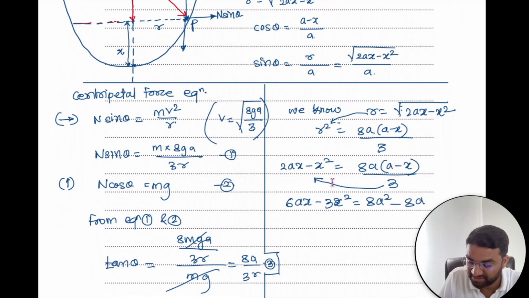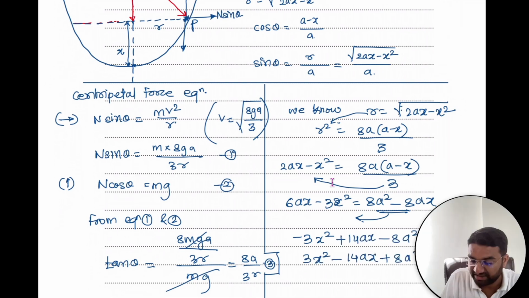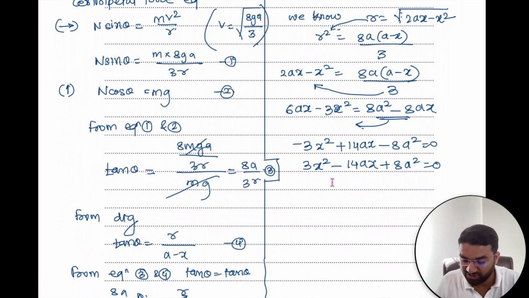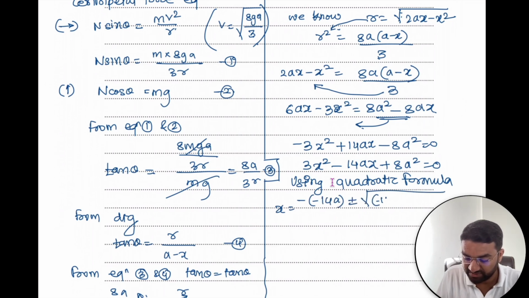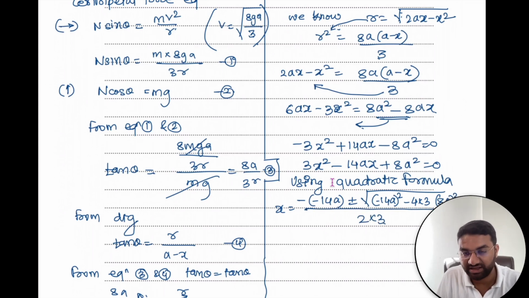minus 8ax. So transfer this right hand side part to the left and we will have the quadratic equation 3x square minus 14ax plus 8a square is equal to 0, and this is the quadratic equation we will get. And we have to use the quadratic formula. Using the quadratic formula, x is equal to 14a plus minus square root of (14a) square minus 4 times 3 times (8a) square, upon 2 times 3, that is 6.